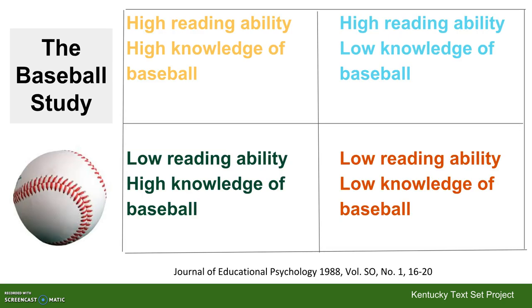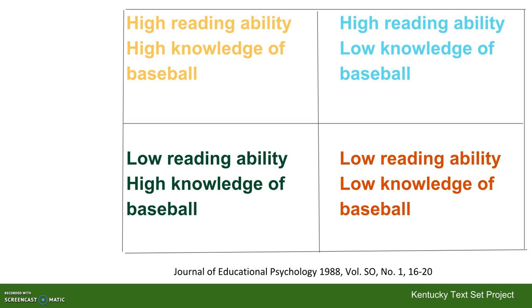In addition to the need to grow vocabulary, we also need to grow knowledge. Consider the fairly well-known baseball study in which 7th grade students were tested, and they were divided into 4 groups. On the top row are students who are considered in the high reading ability group, meaning they routinely tested in the 70th percentile or above on comprehension texts.